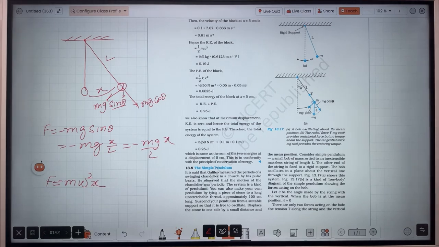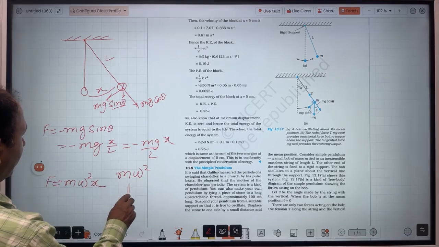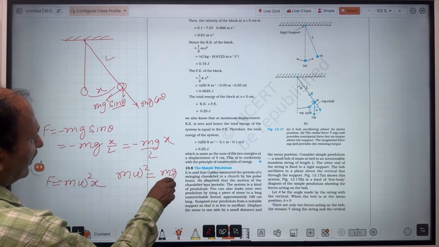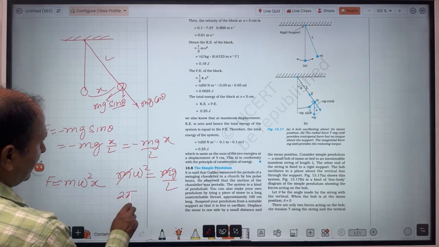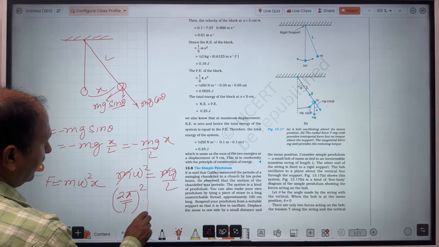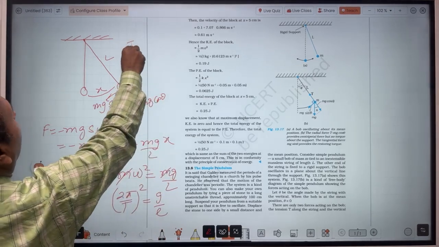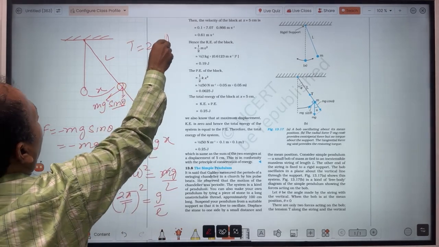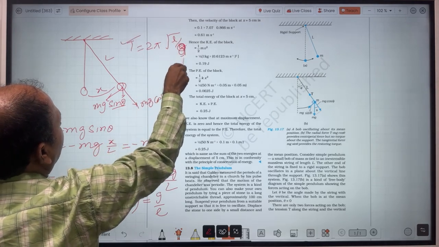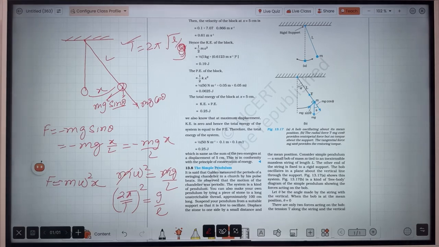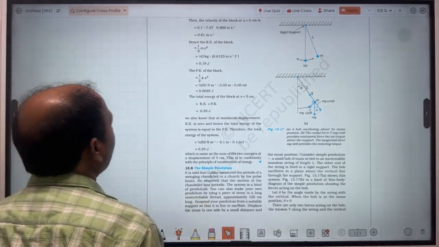So the two must be equal. If we equate the two, we can say m omega square must be equal to mg upon L. m will cancel out. 2 pi by T whole square is equal to g upon L. From here, we can write T equal to 2 pi root L upon g, which is a very famous equation. This is not 8, this is g, right? So I think you have understood. The same thing is explained here.